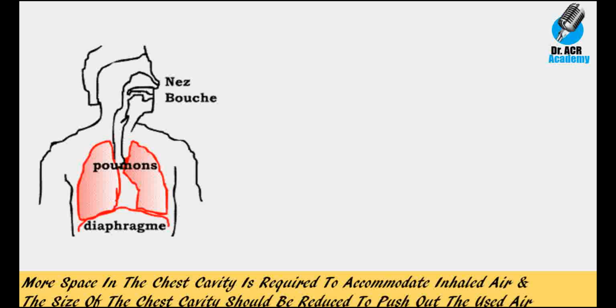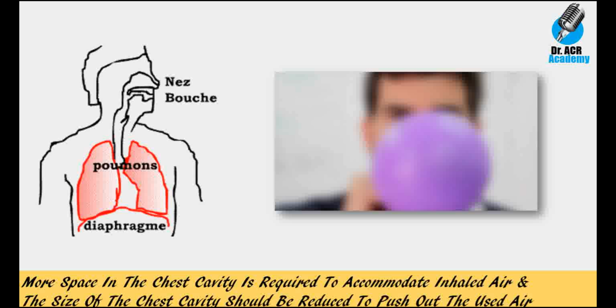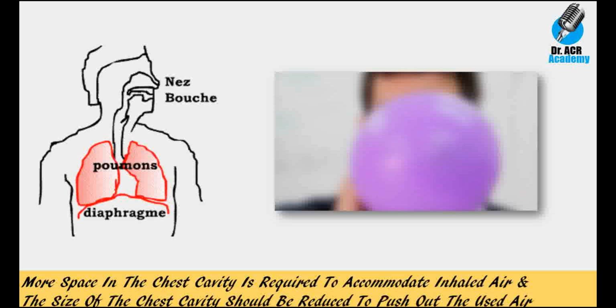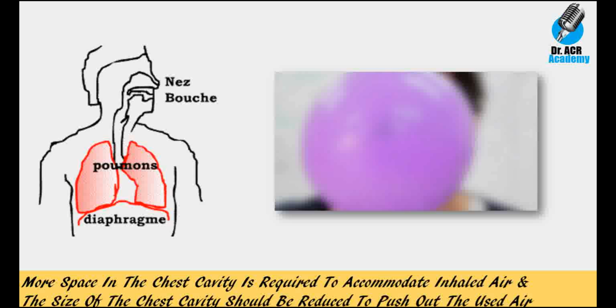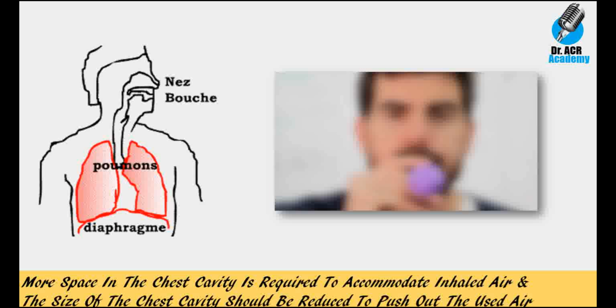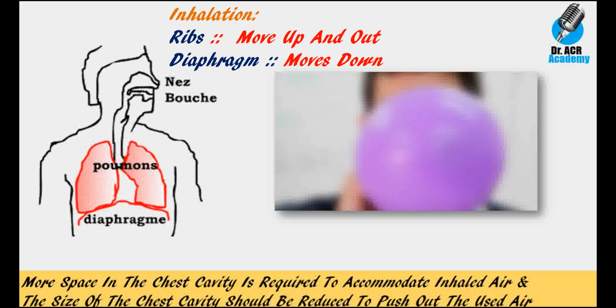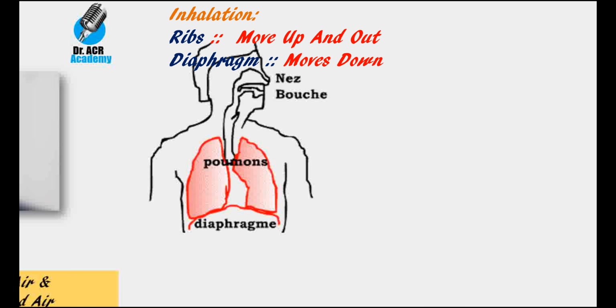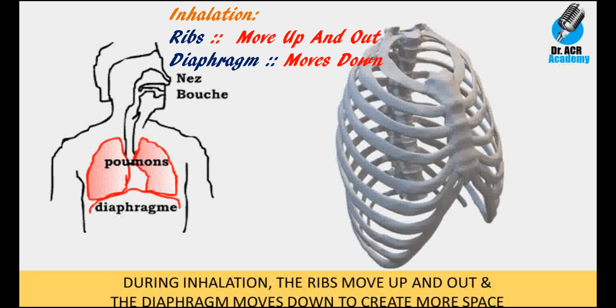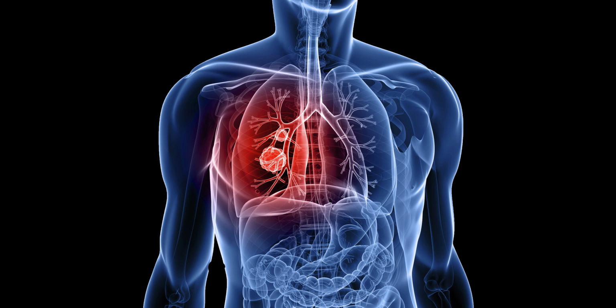The basic principle to understand is that more space in the chest cavity is required to accommodate inhaled air, and the size of the chest cavity should be reduced to push out the used air. So, during inhalation, the ribs move up and outwards, and the diaphragm moves down in the thoracic cavity, and the air goes into the lungs, from where the air is supplied to all parts of the body.